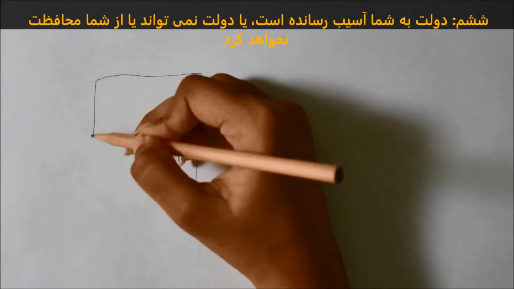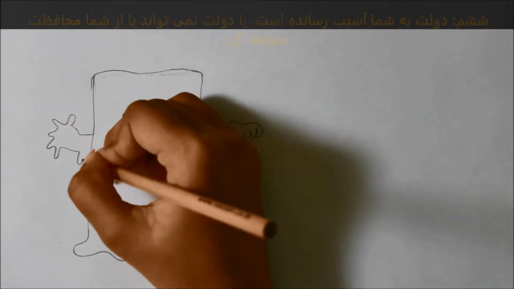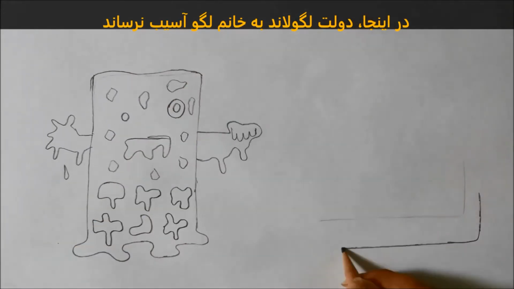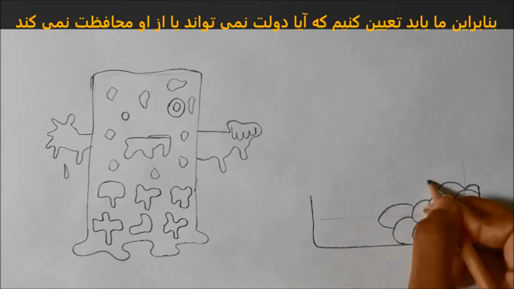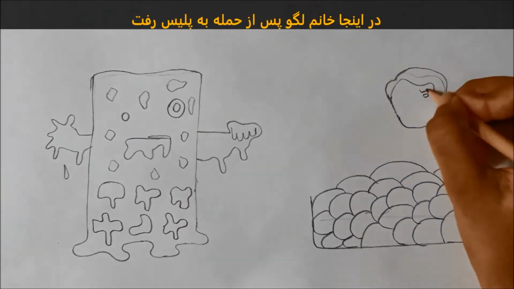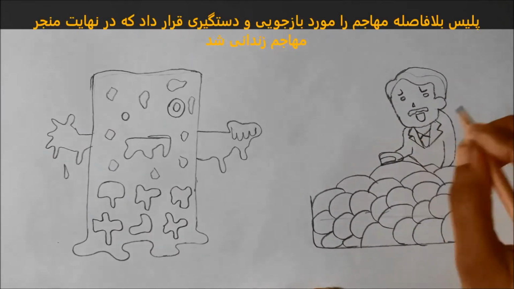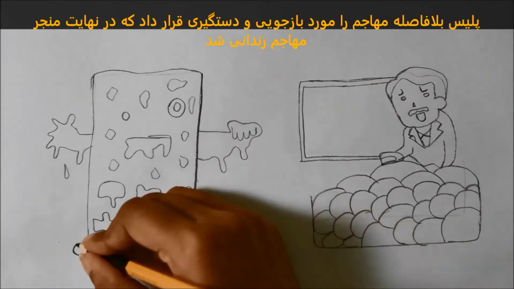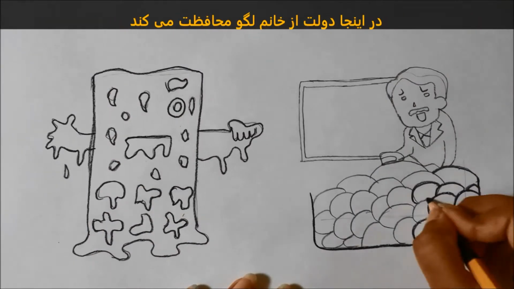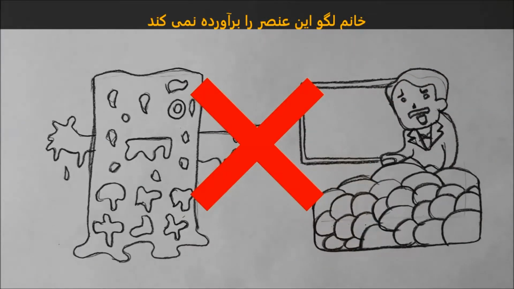Sixth, the government has harmed you, or the government cannot or will not protect you. Here, the government of Legoland has not harmed Mrs. Lego. So we have to determine whether the government cannot or will not protect her. Here, Mrs. Lego went to the police after the attack. The police immediately investigated and arrested the attacker, which ultimately led to the attacker being imprisoned. Here, the government is protecting Mrs. Lego. Mrs. Lego does not meet this element.